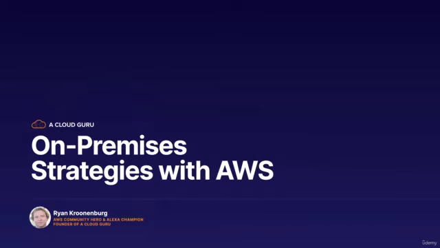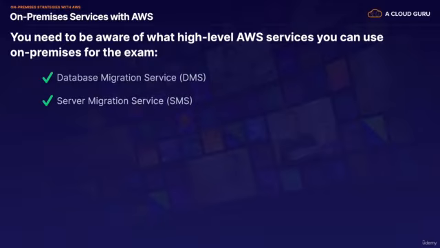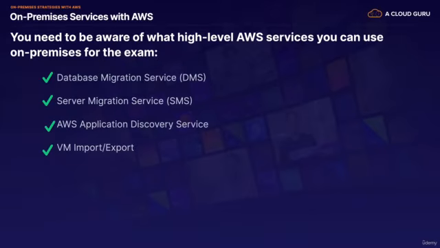In this lecture we're going to look at some on-premise strategies that we can do with AWS. Essentially you're going to need to be aware of what high-level AWS services that you can use on-premise for the exam. So we'll start with Database Migration Service, and we're going to explore each one of these in depth in a few slides. We then move on to Server Migration Service. You can use that on-premise as well. You can use the AWS Application Discovery Service. You can use VM Import and Export services.